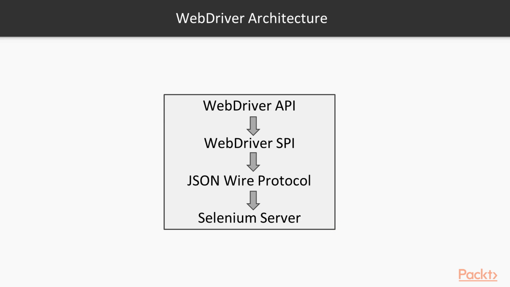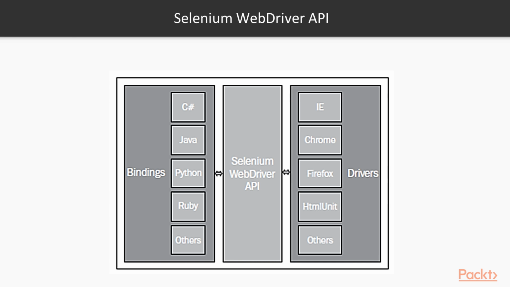The Selenium server. The Selenium server or browser, depending on what is processing, uses the JSON wire protocol commands to break down the JSON object and then does what it needs to. This part of the code is dependent on which browser it is running on. Let's look at Selenium WebDriver API.